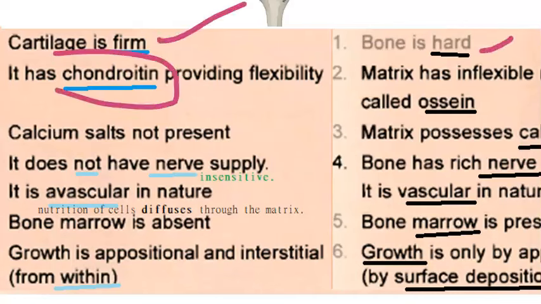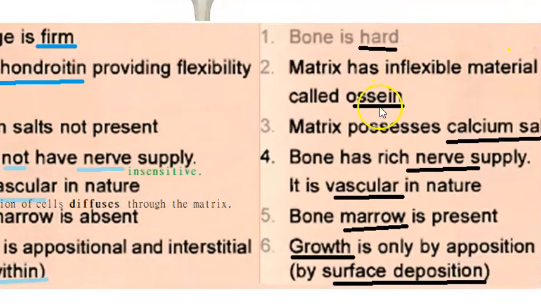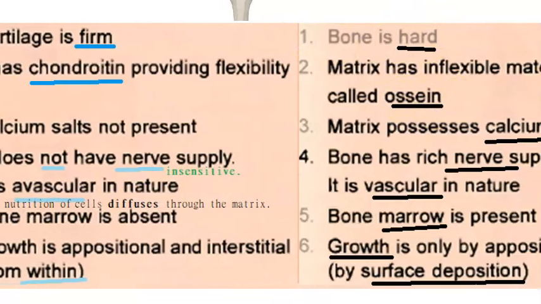Then here what will you say? Chondrocyte. Here you will say osteocytes. Here you will say chondrin. The material is what? Chondrin. Here what is the material? Ossein. Here the matrix is what? Ossein. Like something you remember. Okay.